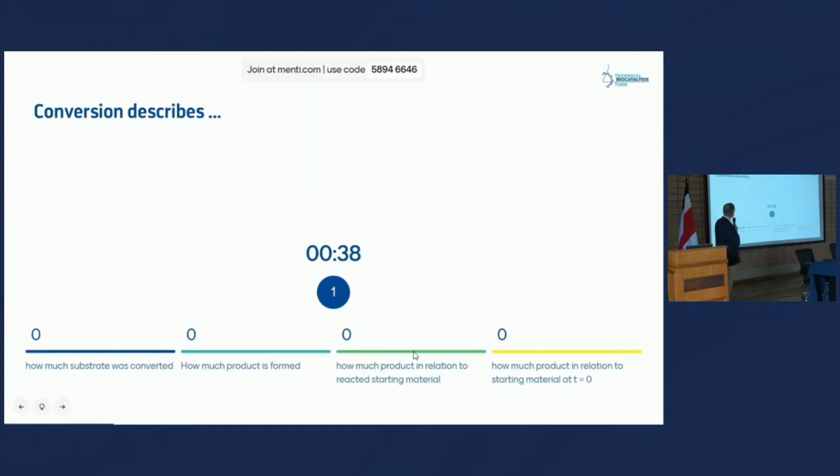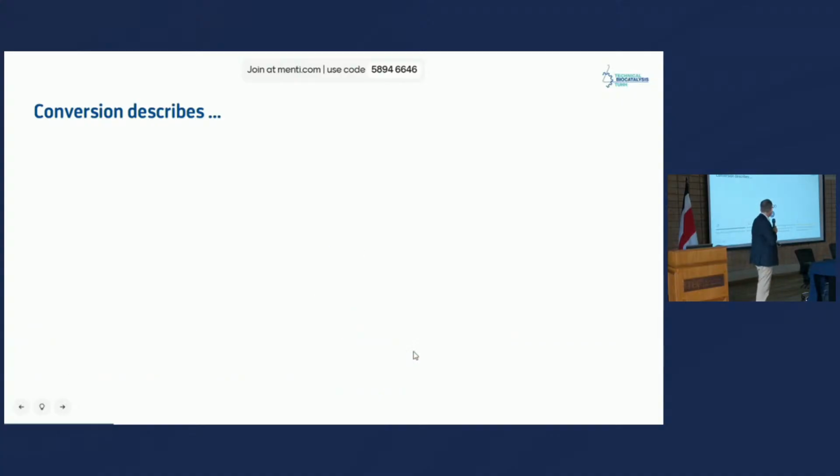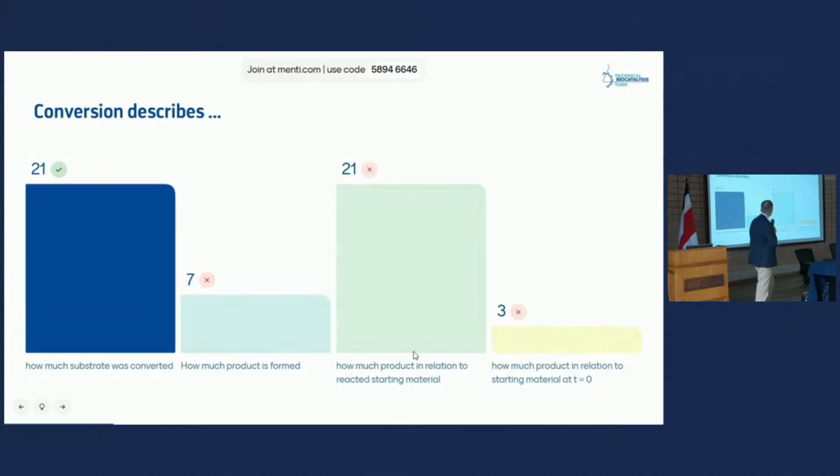And the question is, conversion describes what? How much substrate was converted? How much product is formed? How much product in relation to reacted starting material is formed? Or how much product in relation to starting material at time point 0 is formed? Conversion describes what? And you see the time, so there are 15 seconds left. 49 already have answered, so we're waiting for the last one to come in. And the result you will see at the end, yeah? So during the quiz you don't see any answers beforehand.